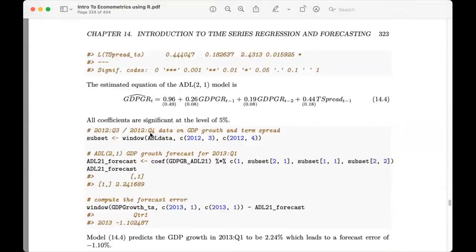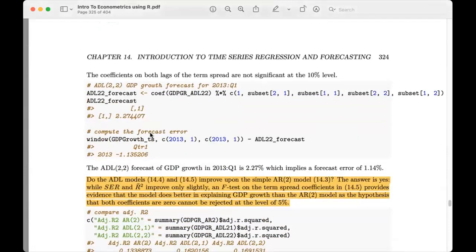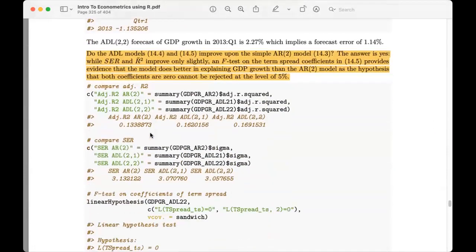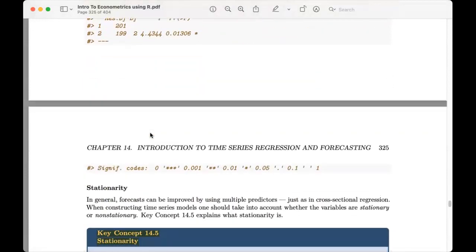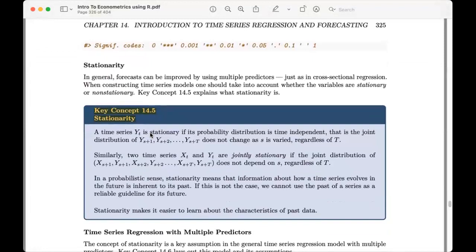I think now it should talk about stationarity. Yeah, it's given a lot of examples, but now we move to stationarity. In general, forecasts can be improved by using multiple predictors, just as in cross-sectional regression. When constructing a time series model, one should take into account whether the variables are stationary or non-stationary.